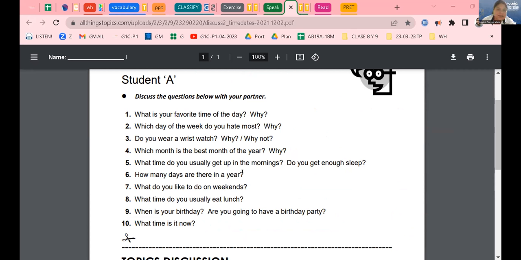How many days are there in a year? Guys, how many? ¿Cuántos días en el año? How many days in a year? ¿Cuántos días hay en un año? 300. Okay.